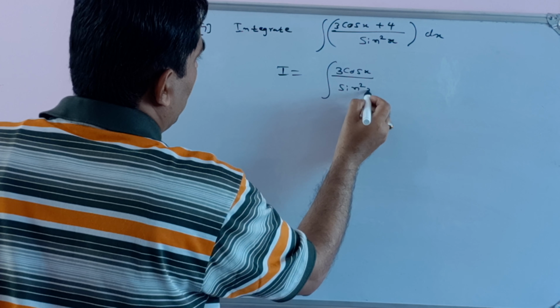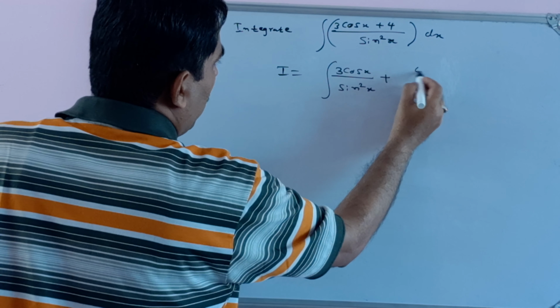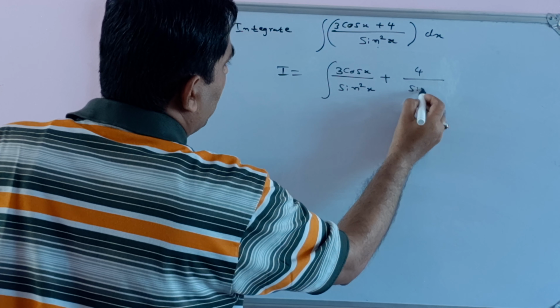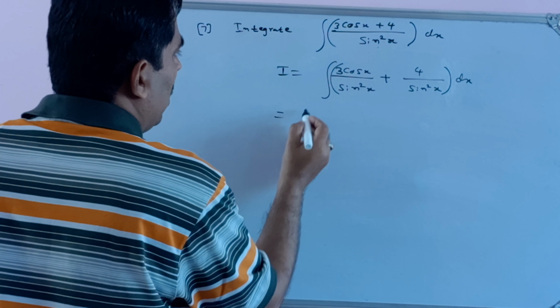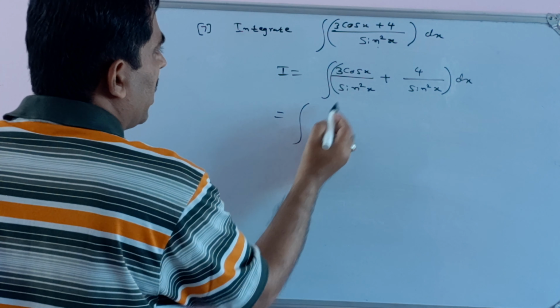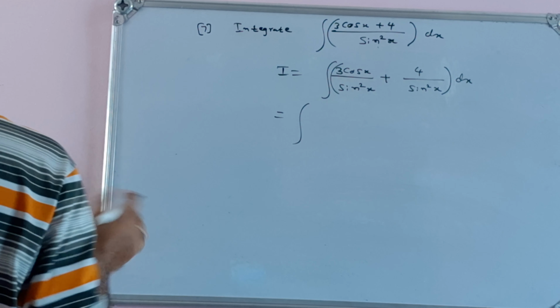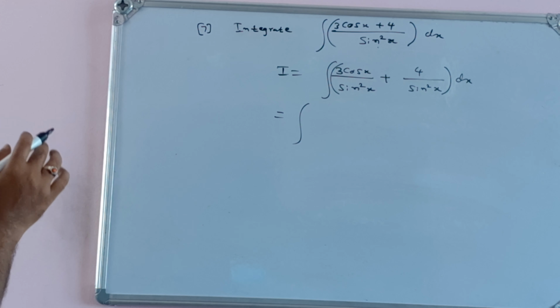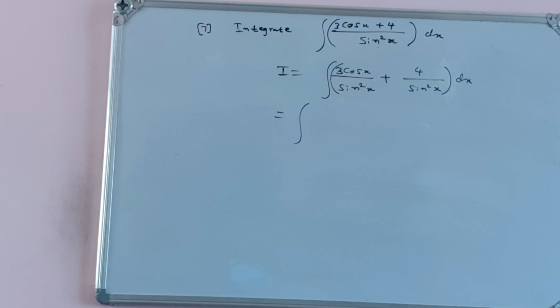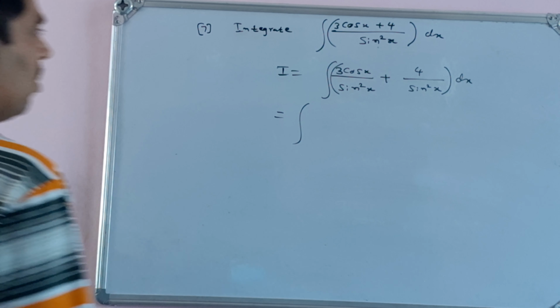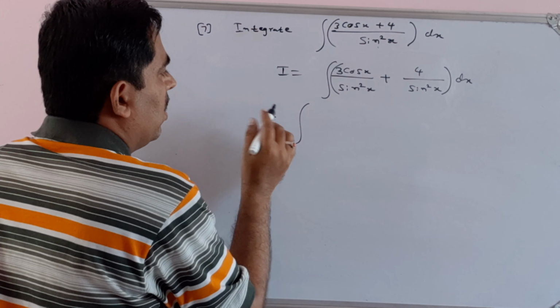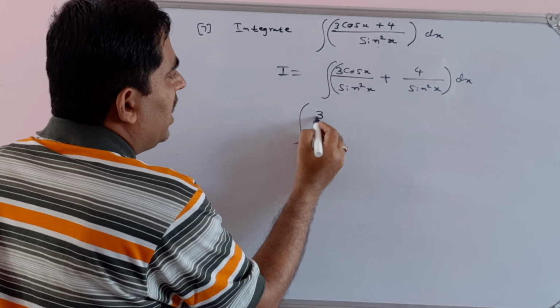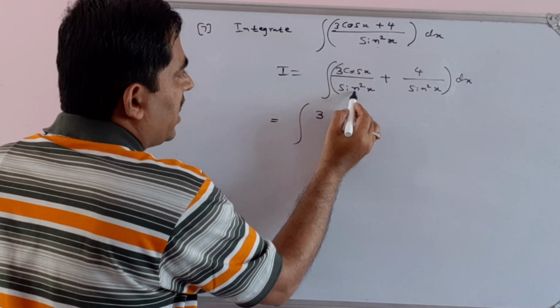Sin square x, plus 4 divided by, so the denominator term is what? Sin square x, with respect to x. And now, 3 is there. Cos x by sin square x. So we can write the sin square x in the denominator as sin x into sin x. So that I can write this as 3 cos x by sin square x.